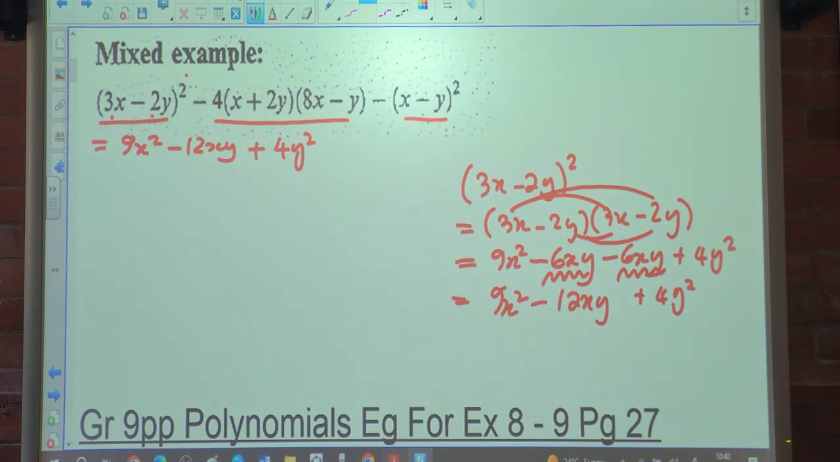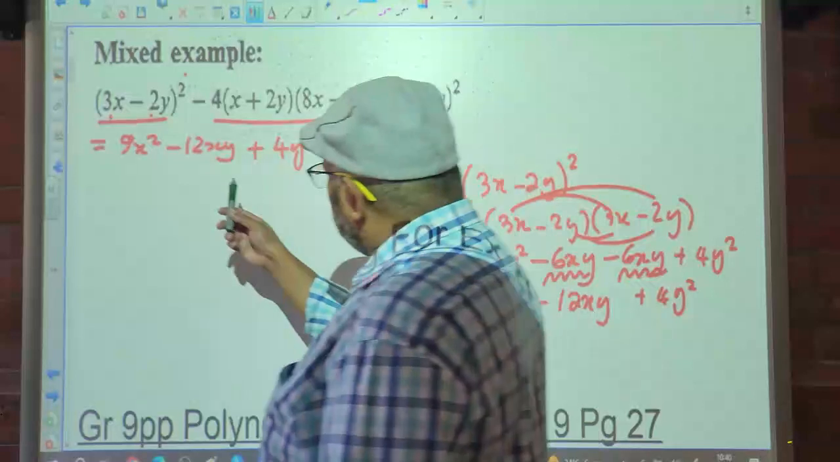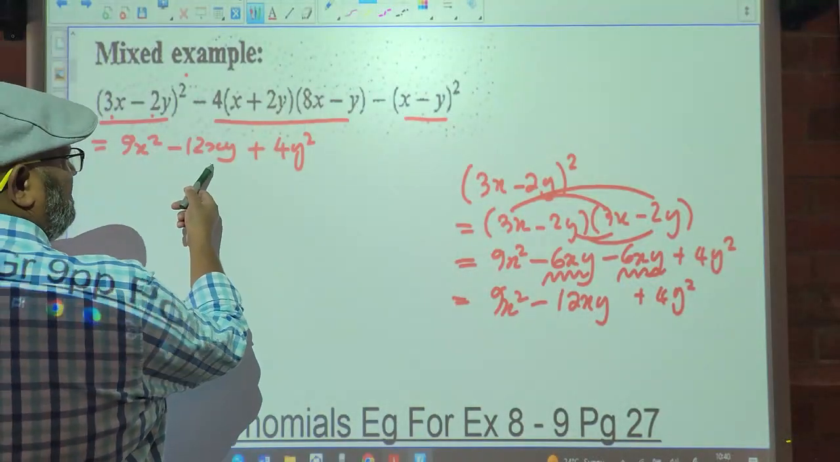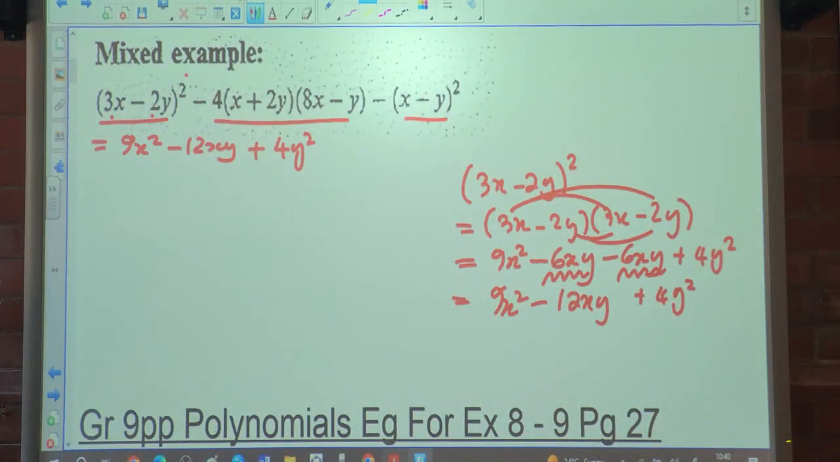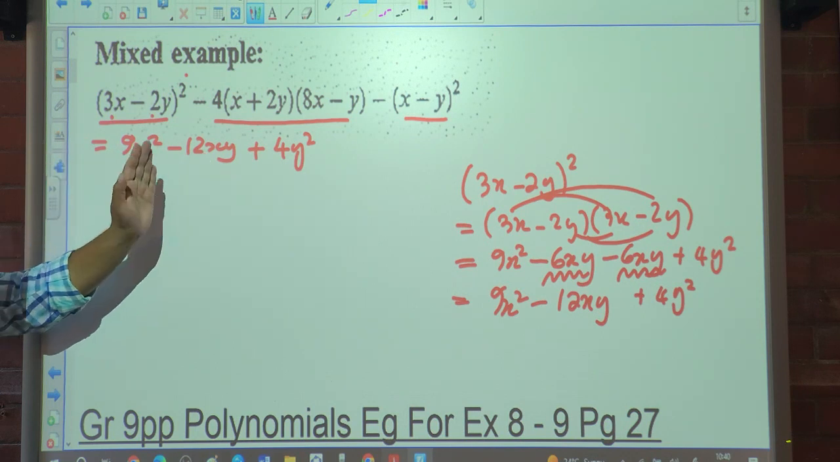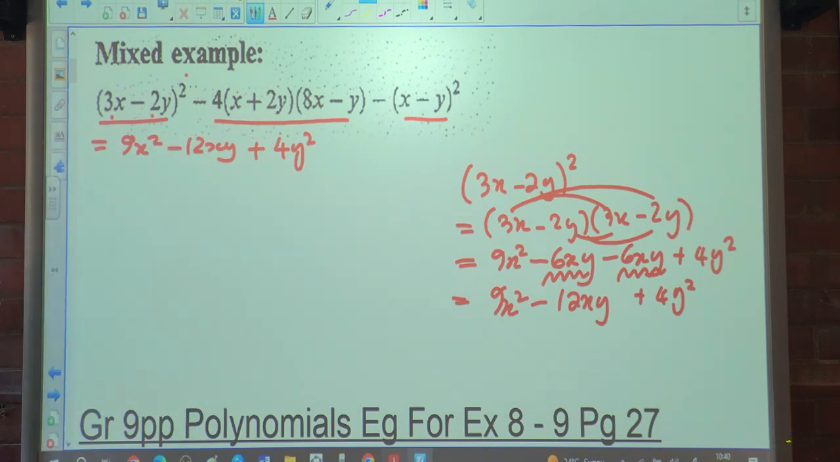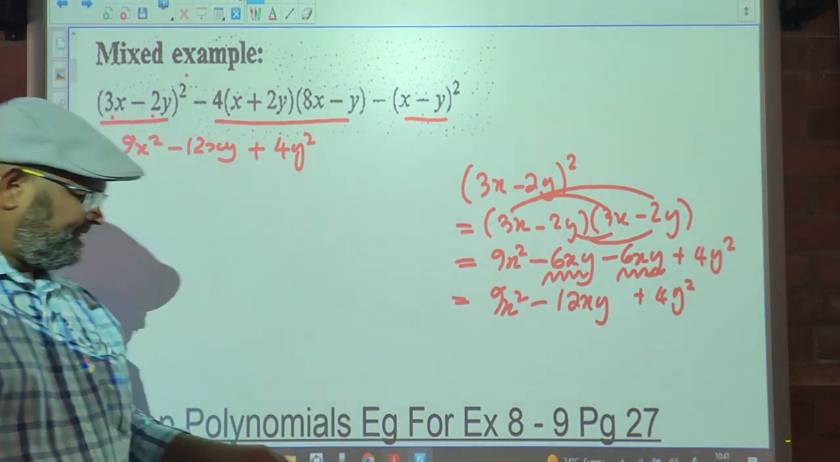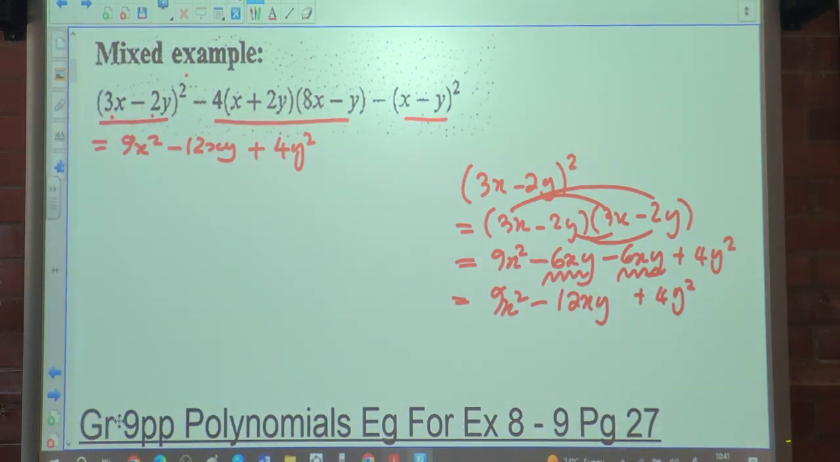But if you are messing up this middle term here, which is often the case, the learners mess up that middle term, then I would suggest rather write it out twice and multiply it down. Okay, you guys understand? Yes.